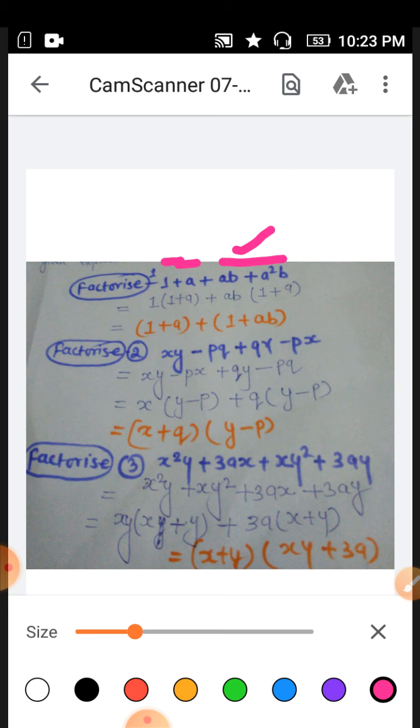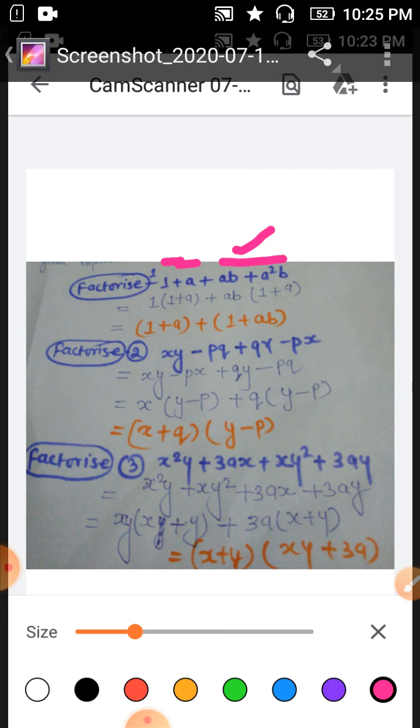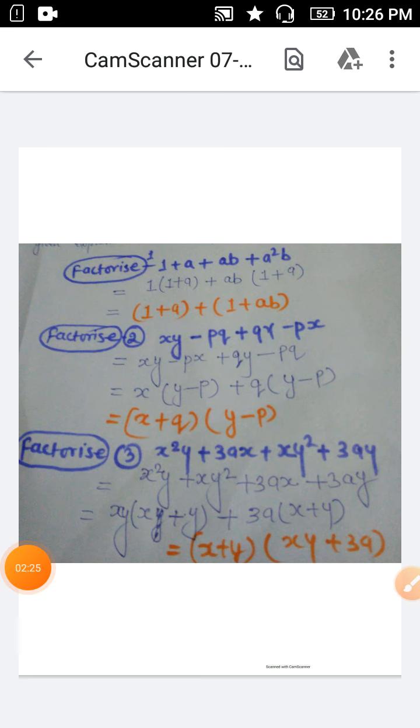So now we have two factors. Now we have to collect the common factor in one bracket. So we have 1 plus ab as a common factor, and we have to take the same factor, that is 1 plus a, which is present two times here. So 1 plus a and the common factor 1 plus ab. So this one is the answer.